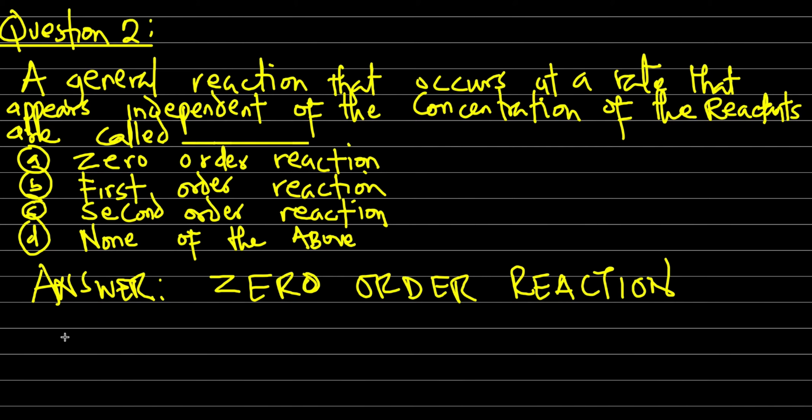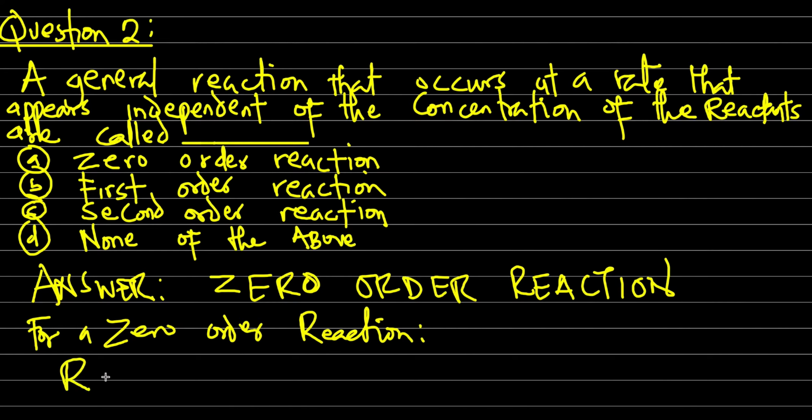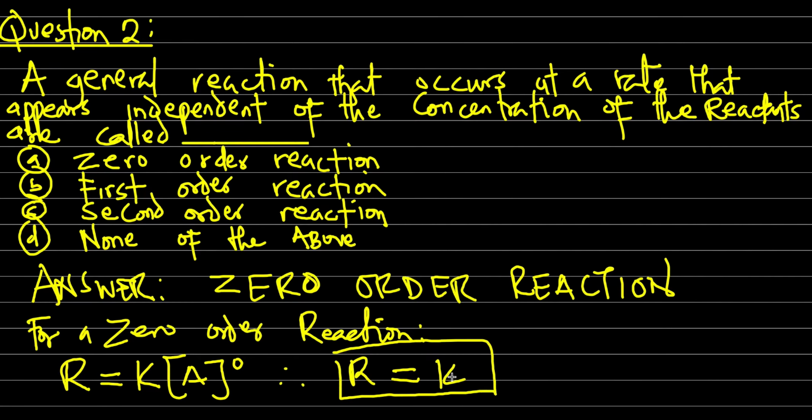If you can remember, for a zero order reaction, the rate law equals K times the concentration raised to the power of 0. Anything raised to the power of 0 is 1, so therefore the rate becomes K. So the rate law for a zero order reaction is independent of the initial concentration, because this concentration will be raised to 0. Anything raised to the power of 0 is 1. 1 times K is K. So in the formula for the rate law for a zero order reaction, concentration does not appear in it.